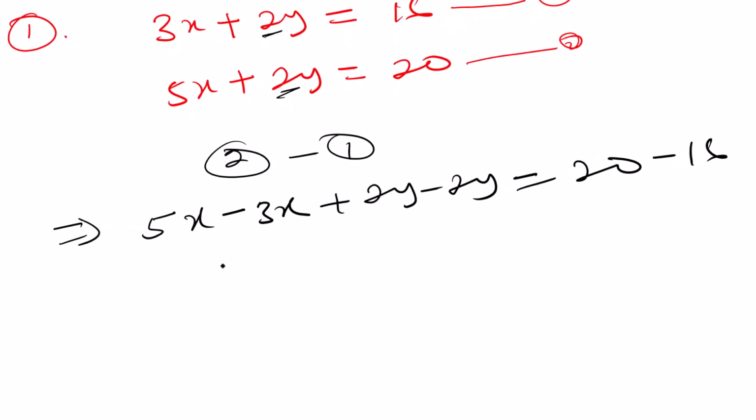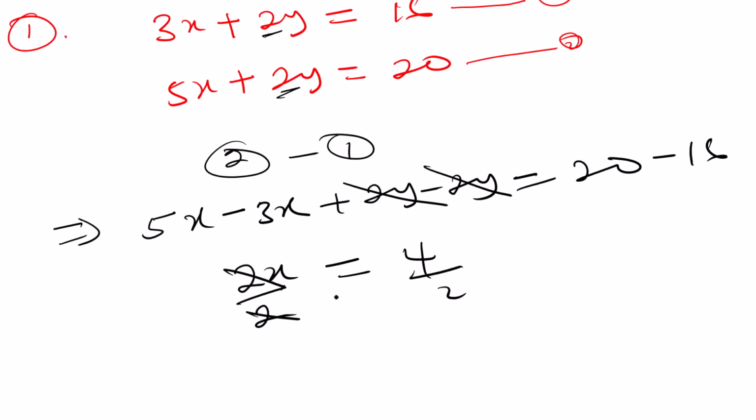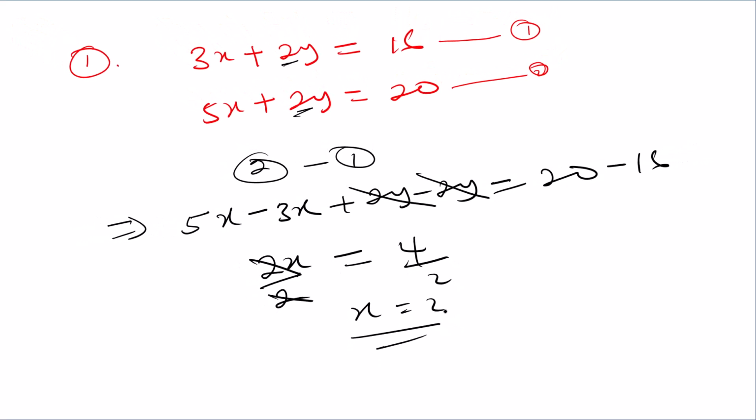5 minus 3 is 2. We have 2x. Now 2y minus 2y will go. 20 minus 16 is 4. So with this we can solve for x. I'll divide both sides by 2. This one will cancel. So x equals 2. Alright, so that is very simple. We have x to be 2.